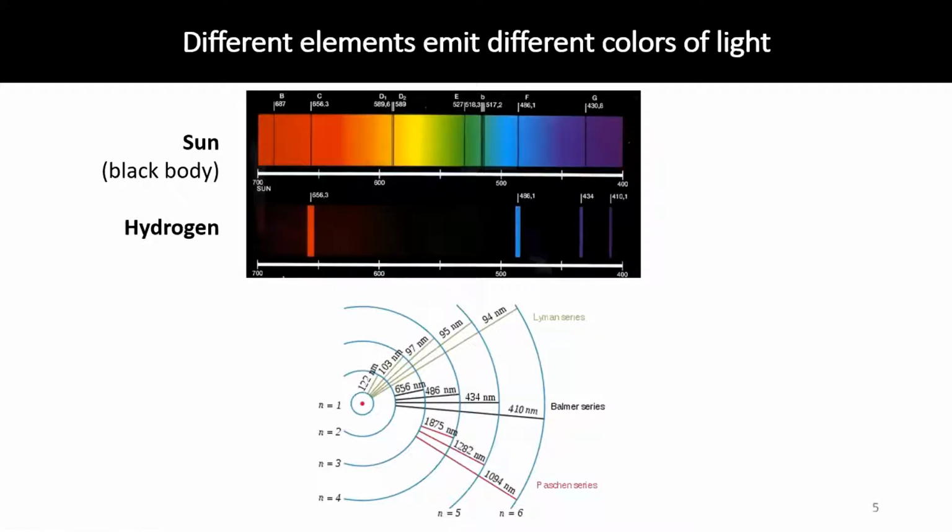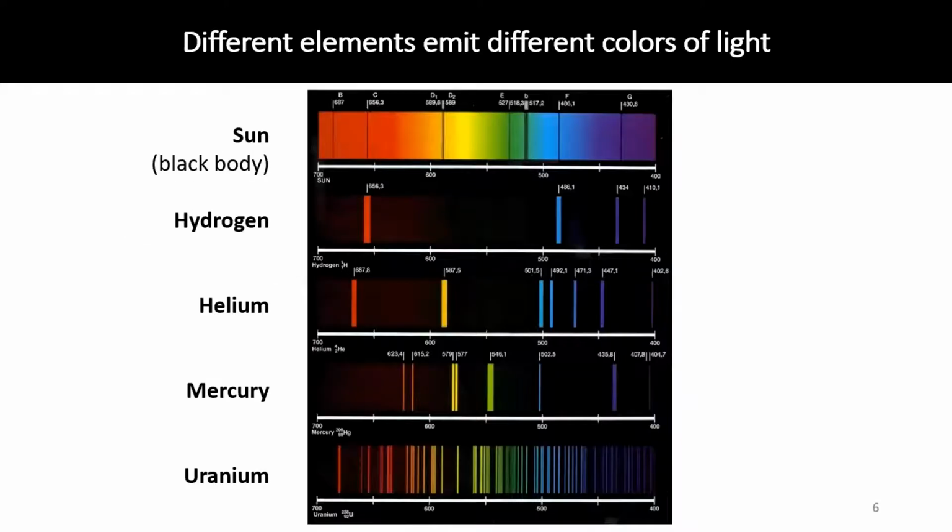So each element's emission spectrum is unique. So in the next slide, we have shown you different emission spectrums of different elements like helium, mercury, and uranium. So with this basic knowledge, now we are going to move into our light bulb activity.